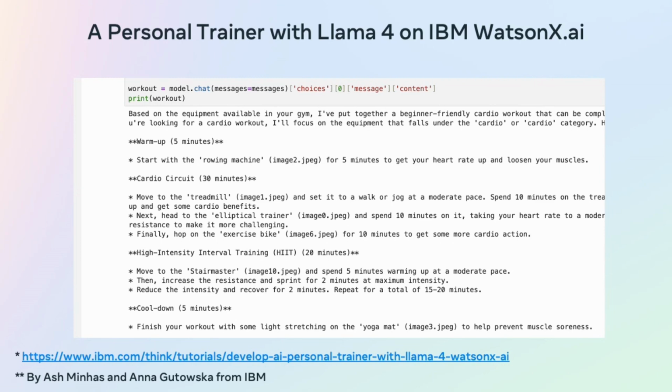Okay, so this is the output from the model. You can see it has come up with a plan based on the images uploaded and identifying objects there. It has a basic workout for a beginner, a warm up of 5 minutes, then directs the person to use the rowing machine from the image for 5 minutes, a cardio circuit, a lot of good details with specifying which device from which image, and then it goes to high intensity interval training, and finally a cool down of 5 minutes with a lot of good details.